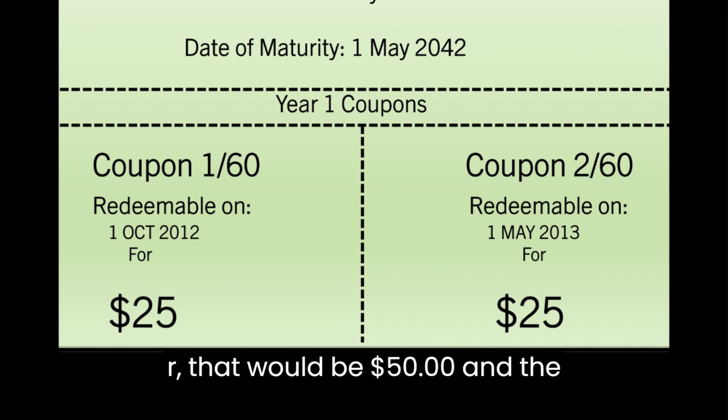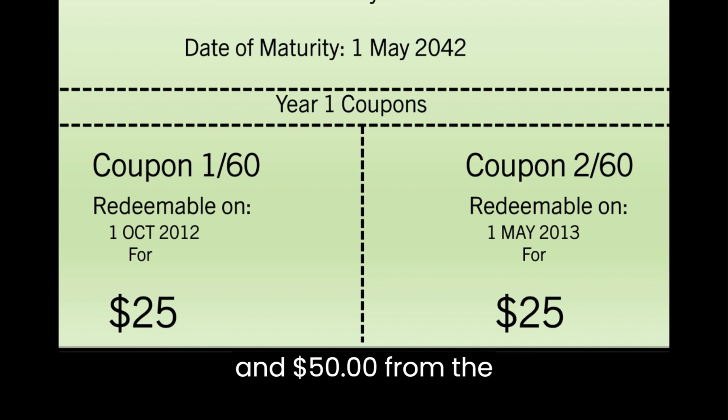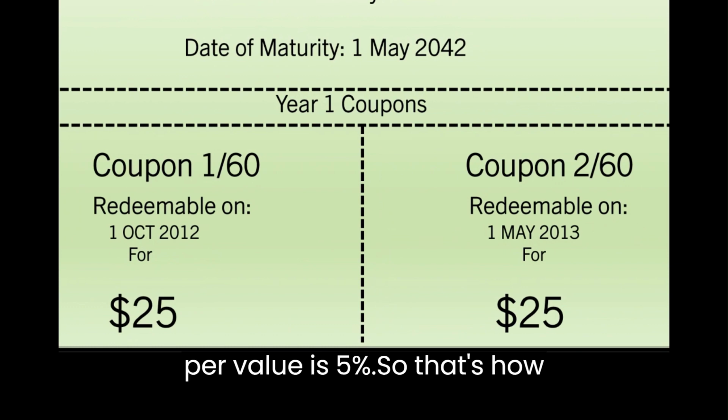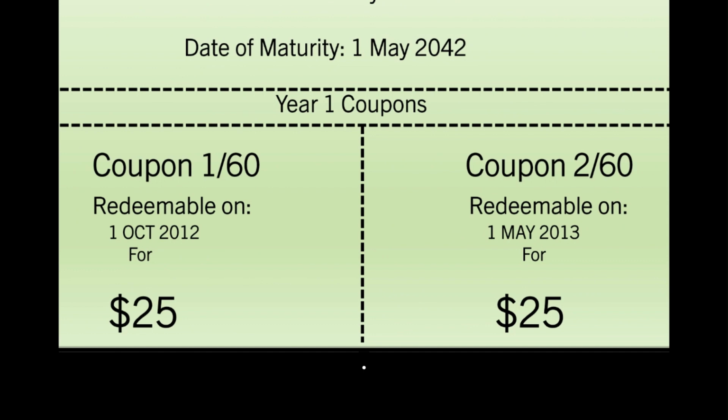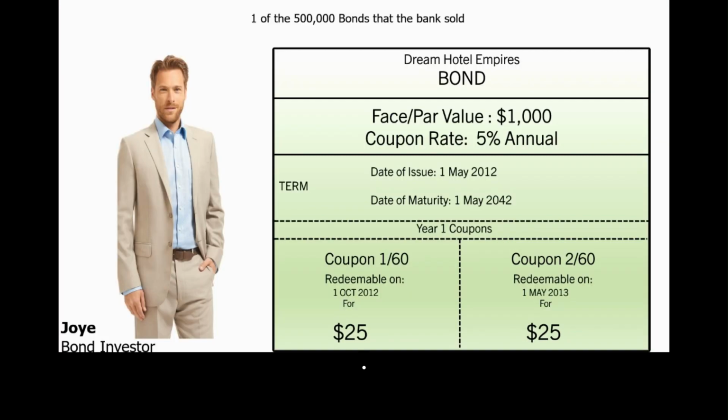And so you would continue to do this for 60 coupons because they're being paid 2 times a year. And so you can see if we add up the 2 coupons for the first year, that would be $50. And $50 from the $1,000 par value is 5%. So that's how you get the coupon rate of 5%. It is just adding up the coupons that you have received for the entire year, and that becomes your percent. So really, it's that simple.